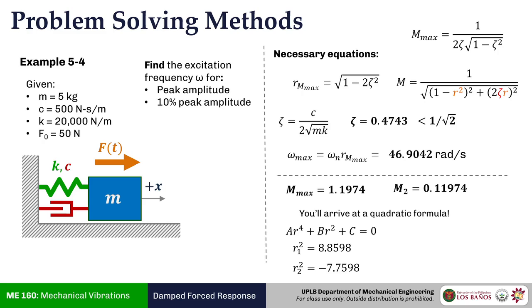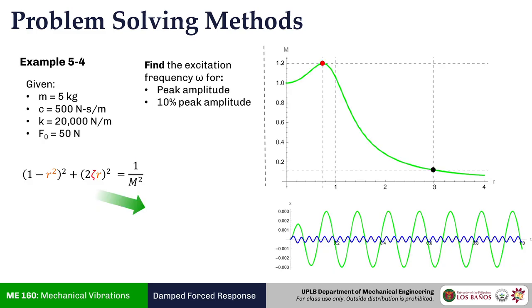So if you examine, buti na lang, yung mga frequency ratios natin na lumabas, may isang negative. So immediately, that's dropped. So yung tamang value ng ating frequency ratio for 10% peak amplitude is R equals 2.9765 or omega equals 198 rads per second. So if you graph that, you get this.